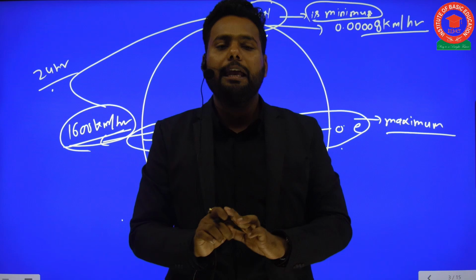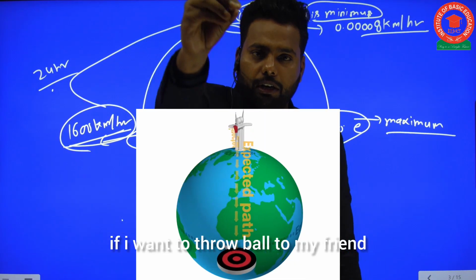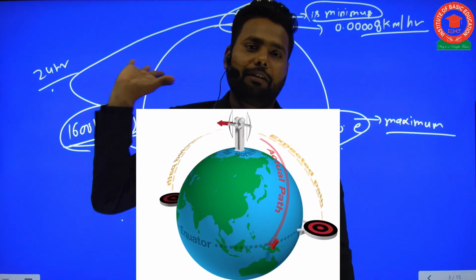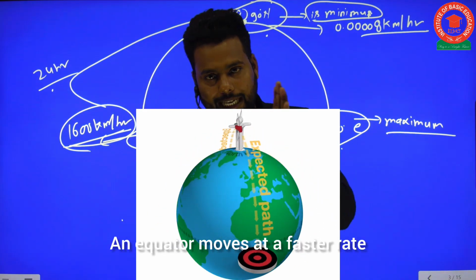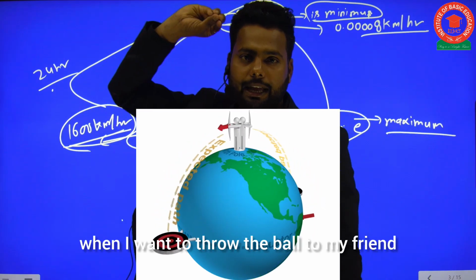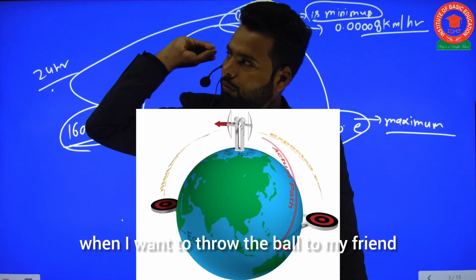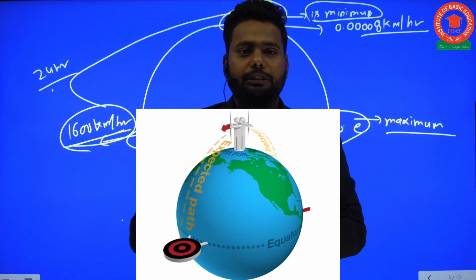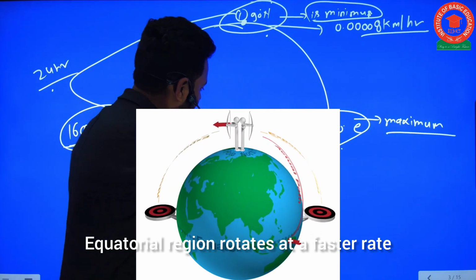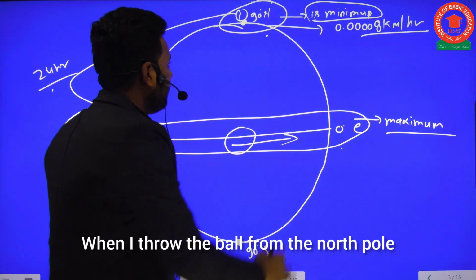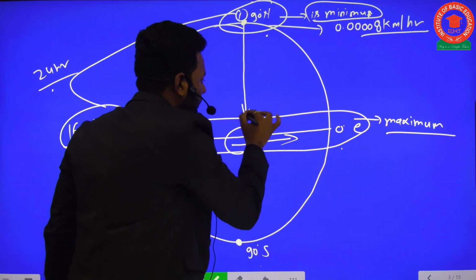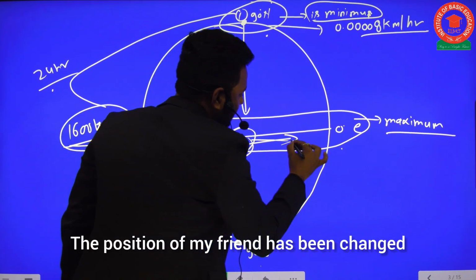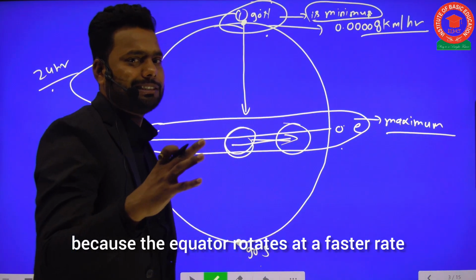Is it okay? If I want to throw a ball to my friend who stands on the equatorial region, and the equator moves at a faster rate, when I throw the ball to my friend, what will happen? Look, the equatorial region rotates at a faster rate. When I throw the ball from the North Pole, then what will happen? The position of my friend has changed because the equator rotates at a faster rate.